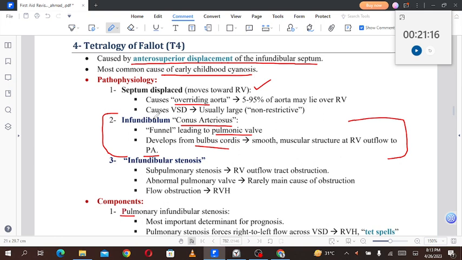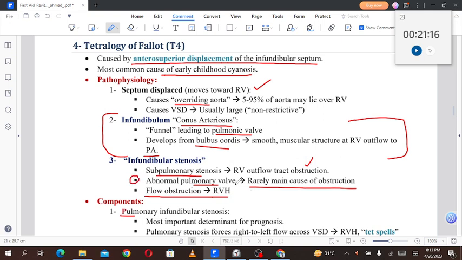So what happens when infundibular stenosis occurs? Subpulmonary stenosis, the right ventricular outflow tract is obstructed. An abnormal pulmonary valve is rarely the main cause of obstruction. Flow obstruction to the right ventricle will lead to right ventricular hypertrophy. Remember that second option.